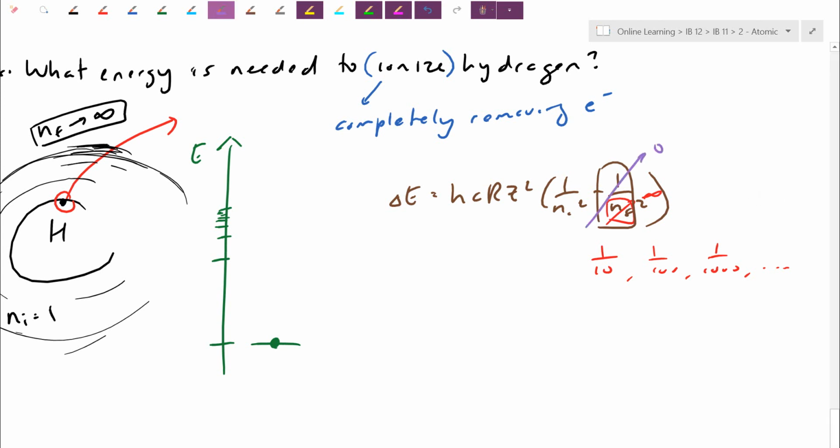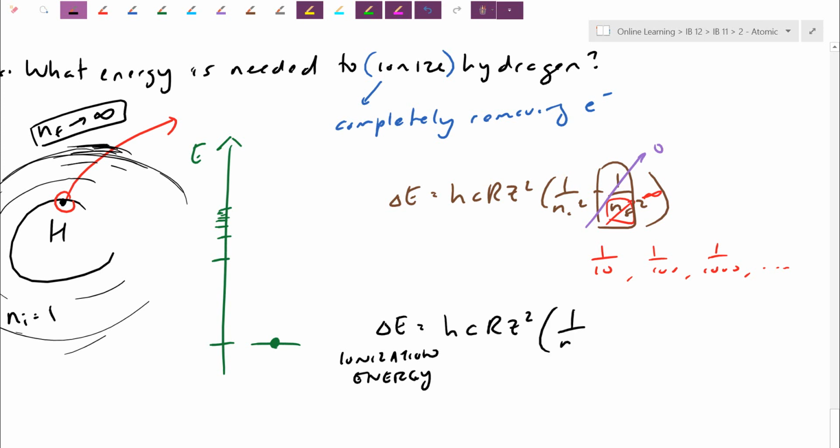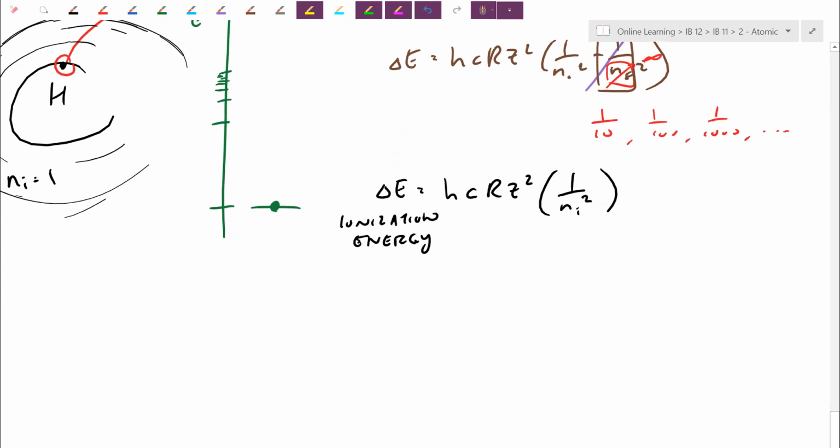That actually makes my formula a little bit easier. This delta E that I'm calculating, I'm going to call ionization energy. It's the energy needed to completely remove the electron, pulling it from shell number 1 to infinity. It's actually just this first part, HCRZ squared, 1 over Ni squared. So it looked like it was going to be a harder problem, but in fact it's not that bad. I'll leave it for you to type in.